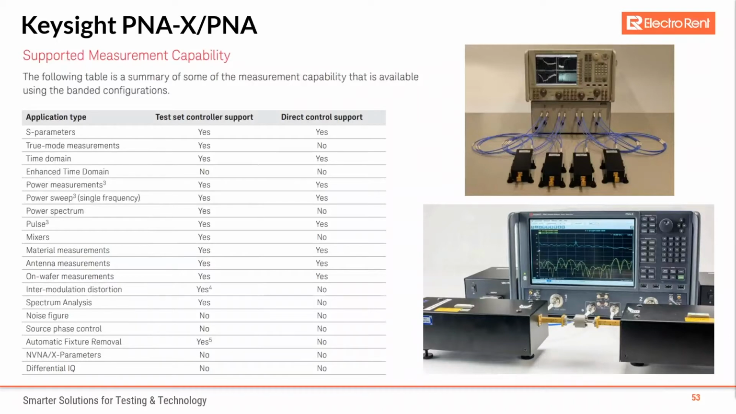Direct control support is a popular choice that we've seen in the rental world lately, since in a lot of cases, people just want to do S parameter measurements or time domain measurements, so you can just use a direct connection route. If you do need to do some type of intermod distortion testing, for example, or if you like the idea of using the automatic fixture removal, you will need to pair that up with the test set controller.